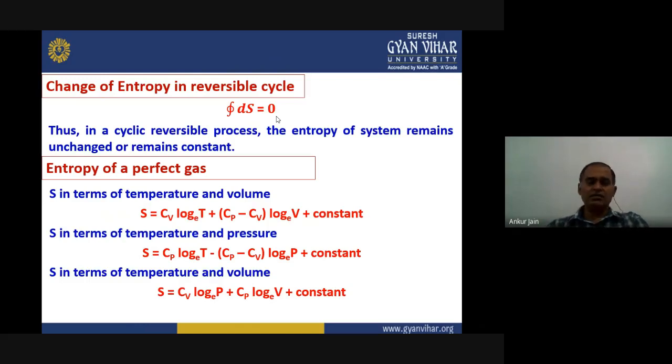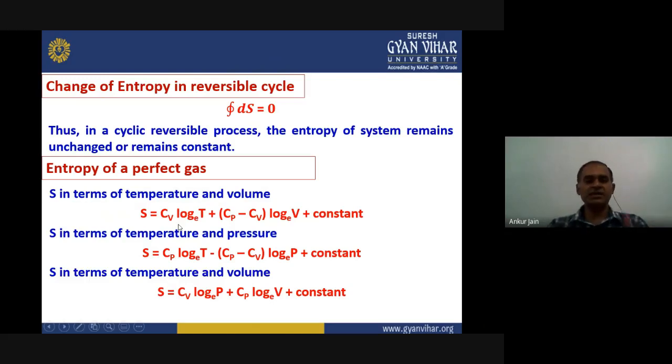Okay. Then at the end, we calculated the entropy of a perfect gas. This entropy was calculated in terms of different thermodynamic variables. And what are these thermodynamic variables? These are temperature, volume, and pressure, right? With the two sets of each, like temperature and volume, temperature and pressure, and pressure and volume. So we have calculated this S in three different forms.